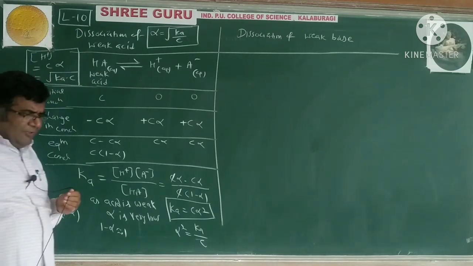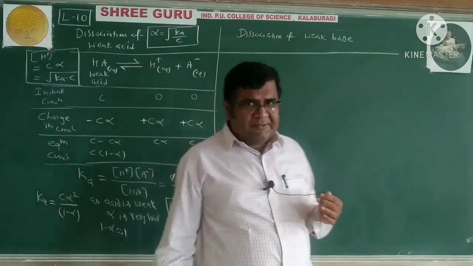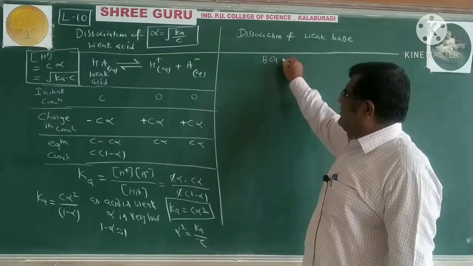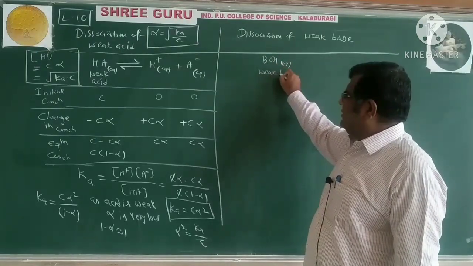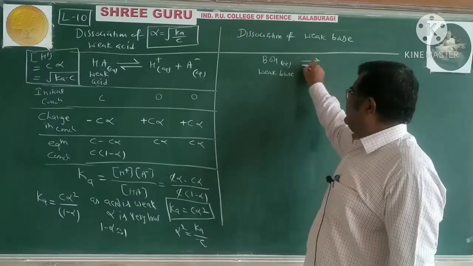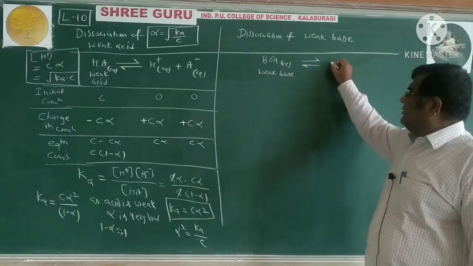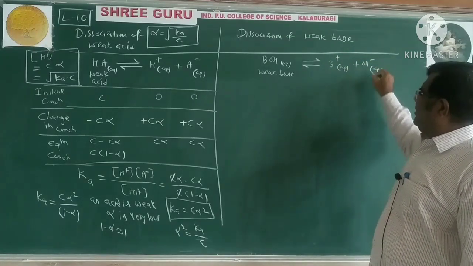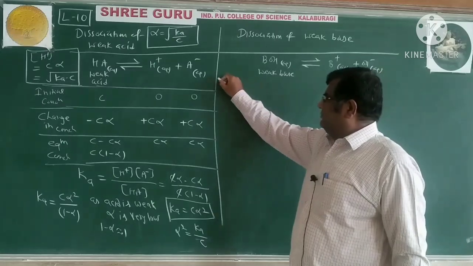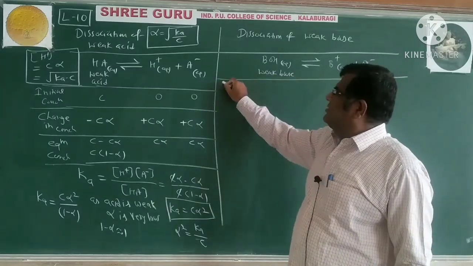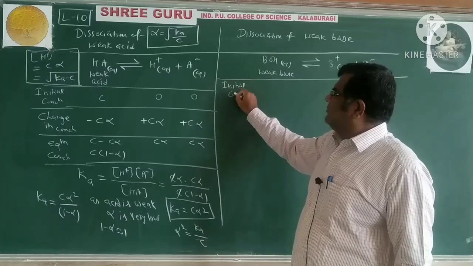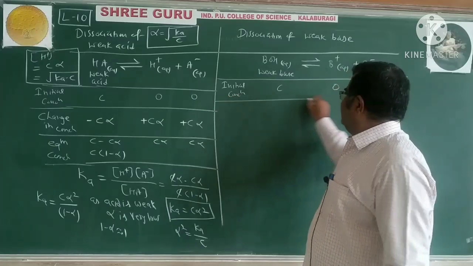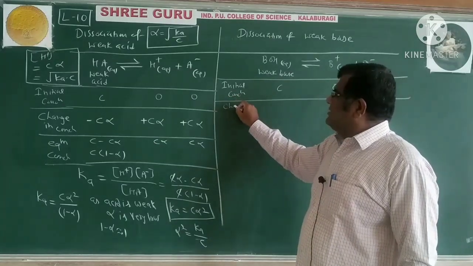Now, similarly, you can derive this for dissociation of weak base. You can do it yourself for BOH in aqueous solution. We will consider this as a weak base. We will dissociate this and we will form B plus ion and OH minus ion. Similar thing: initial concentration, write here C, 0, 0. Change in concentration.